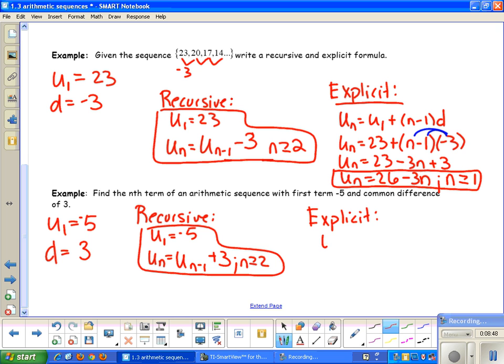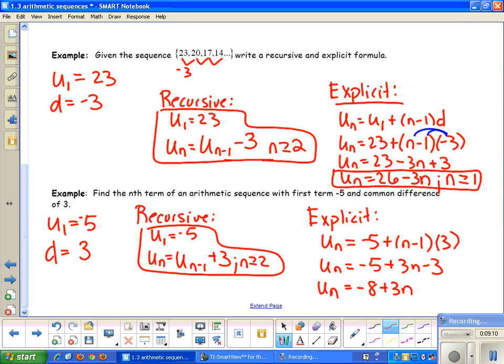Over here for explicit, u sub n is equal to my first term, which we said was -5, plus n minus 1 times the common difference, which is now +3. So my formula, if I simplify, I end up with u sub n being equal to -8 plus 3n, or if you wanted to write 3n minus 8, that would be fine too. And since we're starting off with the first term of 1, n has to be greater than or equal to a value of 1.